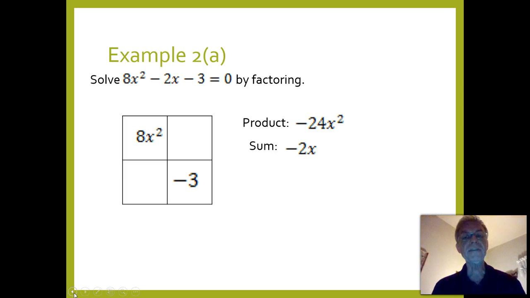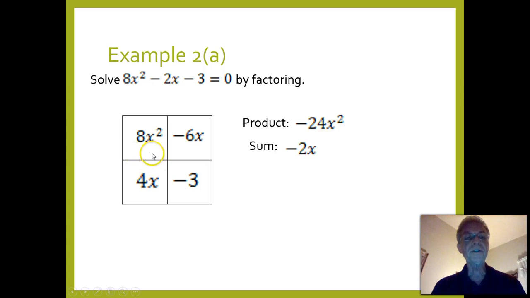So since there's a negative on the 24x squared, that means either the 6 or the 4 has to be negative. But since the negative is on the 2 also, that means the bigger one has to be negative. So that means that the 6 has to be negative. So we're going to put a 6x in one box and a 4x in the other box. Okay? So now we're going to factor these, or find the greatest factor.